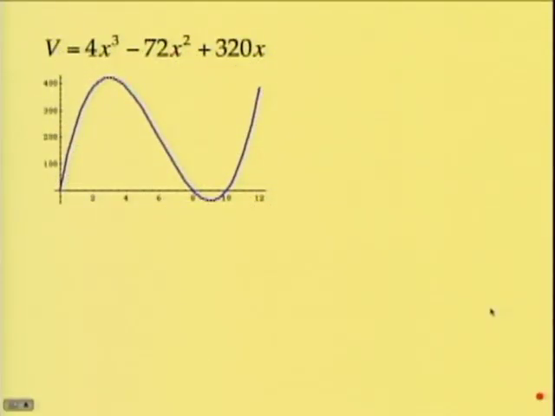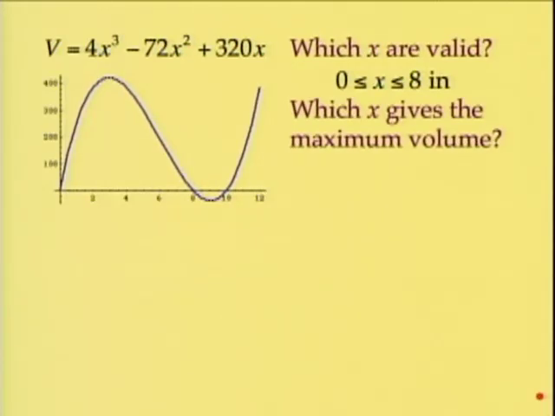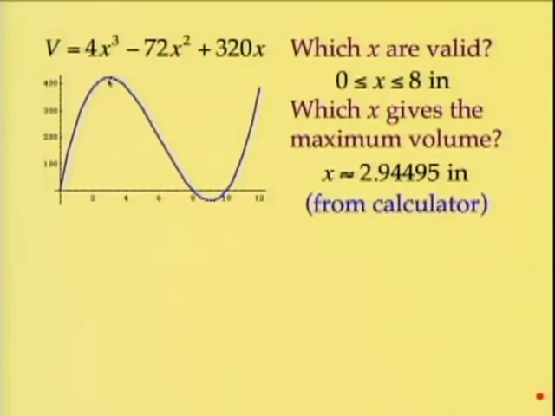And then from that graph, I can do a lot of things. I could say, well, which x are valid? Well, I can't have negative volume here, folks, right? So where this dips down below the x-axis, that's bad. I can only go out here to 8. And then which x gives the maximum volume? Well, until I know some calculus, I just have to rely on my calculator to find that peak right there in the valid range.